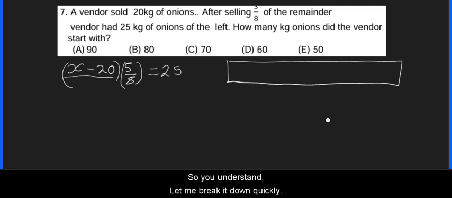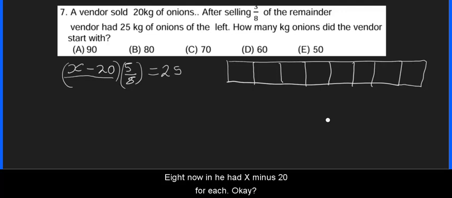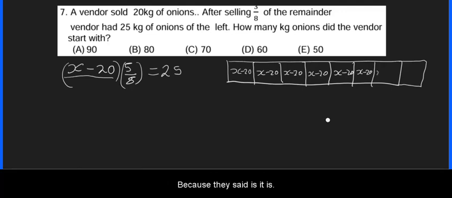so you will understand, let me break it down quickly. 1, 2, 3, 4, 5, 6. 1, 2, 3, 4, 5, 6, 7. Let's have the last one, 8. Now, he had x minus 20 for each, okay, of this. X minus 20 for each of this. Eight of them, because the set is, it is.